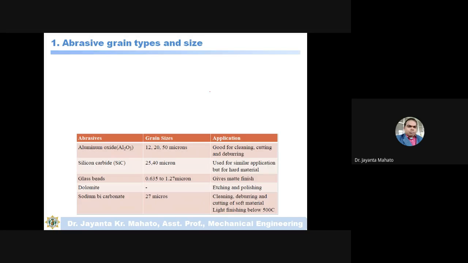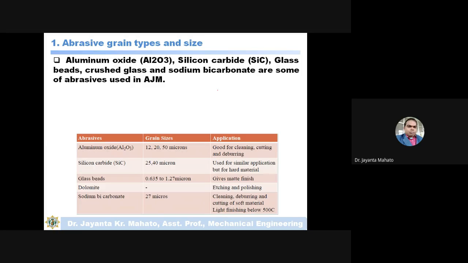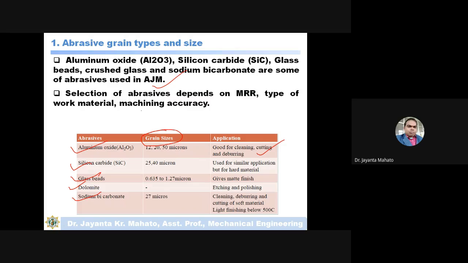So these are abrasive grain types and their sizes. These are different types of abrasives like aluminum oxide, Al2O3, silicon carbide, glass beads, dolomite and sodium bicarbonate. These are used in abrasive jet machining. I've covered the different types of abrasives and their applications, and the grain size or grit size of the abrasive particles.